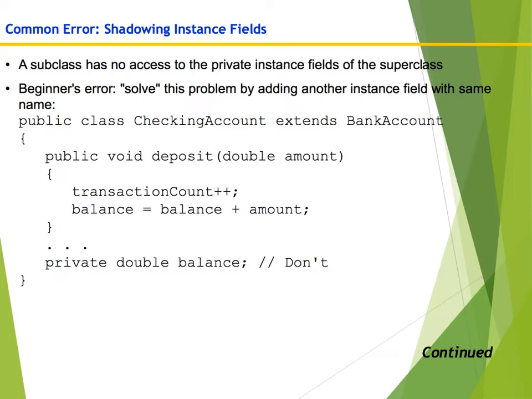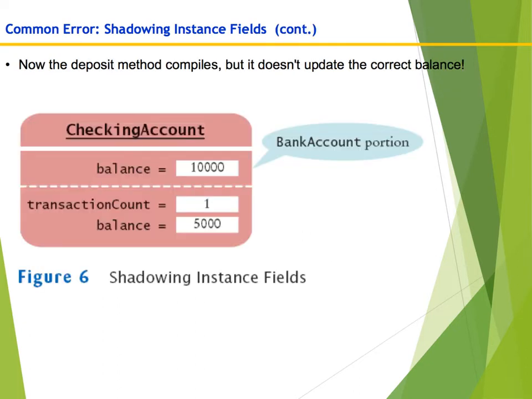So everything would be wrong after this point, because if you want to make a deposit, it doesn't change the balance of the superclass. It changes the balance of a new instance field that you created in the subclass, and you called it the same as the superclass's balance. This mistake is called shadowing instance fields. So we have two different balances.